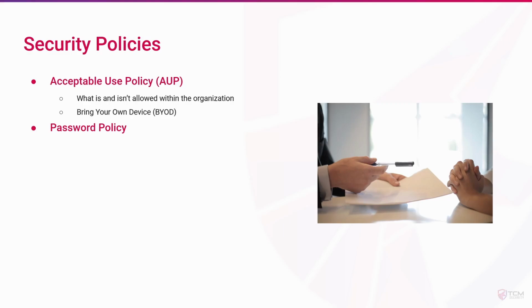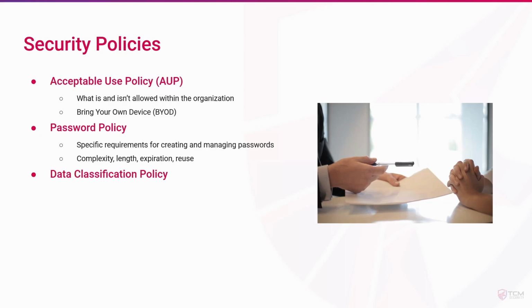Next, we have the password policy, which you're likely familiar with, as these establish the requirements and best practices for creating, managing, and securing your passwords within the organization. So it includes things like guidelines for the complexity and length and expiration or even reuse of passwords. Next, we have data classification policies, and these categorize informational assets based on their sensitivity, their criticality, or confidentiality requirements. So it will define classification levels like public or internal or confidential, restricted, and specify specific security controls and protections that are required for each of these classification levels.